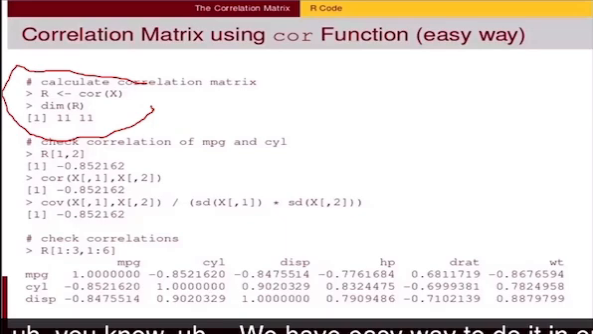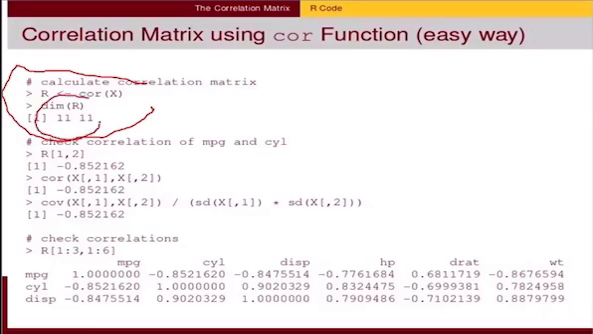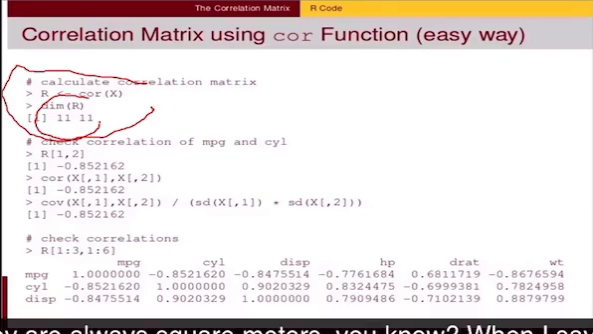We have an easy way to do it in R, and a hard way. Here, this is saying the dimension of my correlation matrix is 11 by 11. Let me say this: covariance and correlation matrices are always square matrices. I'm going to say that again: covariance and correlation matrices are always square matrices.